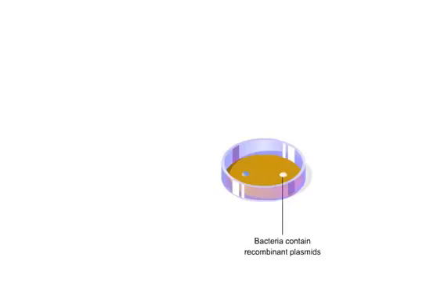This X-gal test is a simple way to distinguish bacterial cells carrying recombinant plasmids from those that do not. It helps us identify the desired recombinant DNA clones.